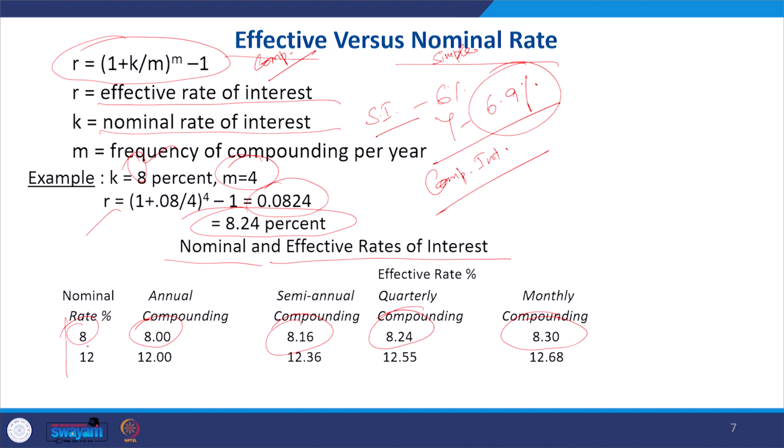Similarly, if you pick up, for example, a nominal rate of interest of 12%, with annual compounding it remains the same 12%. But if you are doing half yearly compounding, it becomes 12.36. If you are making it quarterly compounding, 12% becomes 12.55%, and if you are making monthly compounding, 12% becomes 12.68%, and if you are making daily compounding, certainly it would be significantly higher. So, 12% may become 13% also, or 13.5% also.